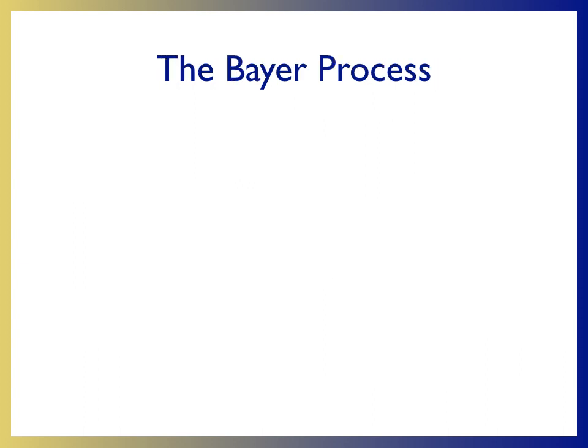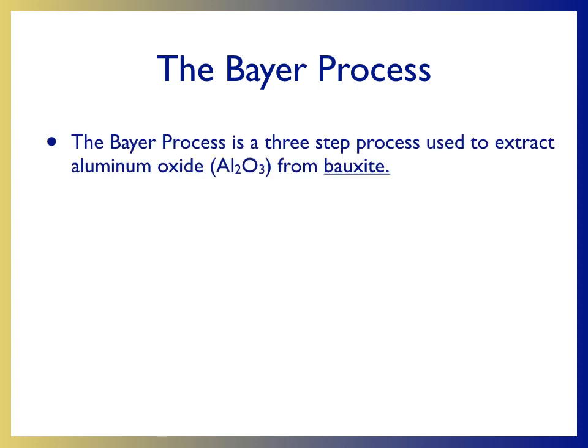Let's look at a couple of chemical processes. The first is an older process called the Bayer process, in which aluminum oxide is concentrated from bauxite, the major ore that contains aluminum. This is a 3-step process.